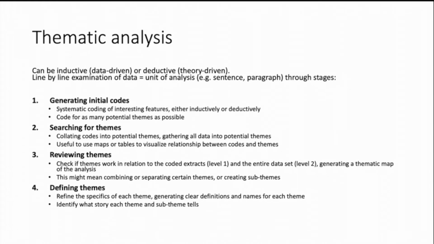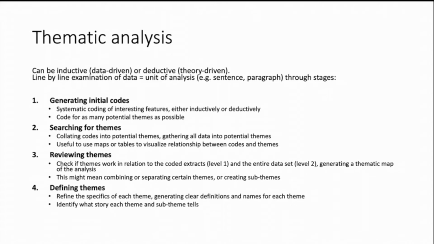First of all, there's generating initial codes, whereby the researcher goes through the data and systematically codes interesting features, either based on what is emerging from the data or based on the theory or research question that they're looking for. And the idea here is that you code as much as possible into potential themes to try to explore what could emerge from the data and explore what themes there might be.